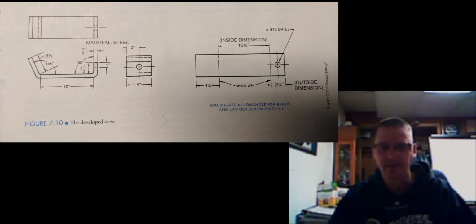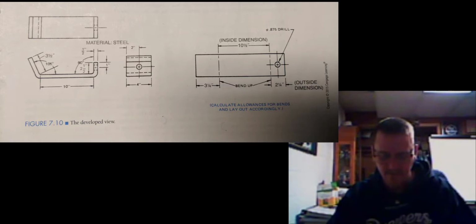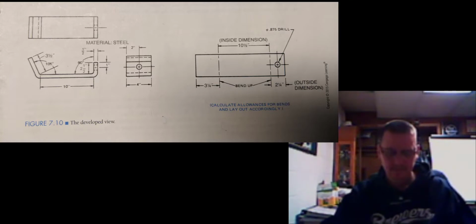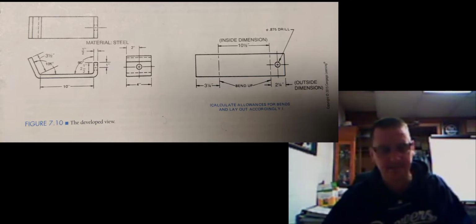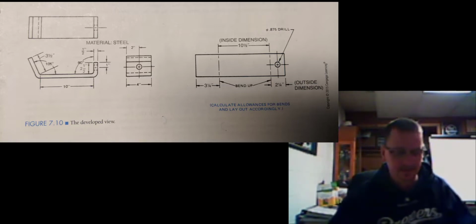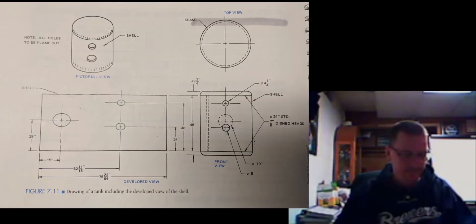And then over in the left side of figure 7.10, you can see where it all comes into play and what it actually looks like. But on the right hand side, there's your developed view showing the steel as it's flattened out. This is a process that is done for many tanks. All the blueprints in the tanks, when building fuel storage tanks, those are all flattened out as well.